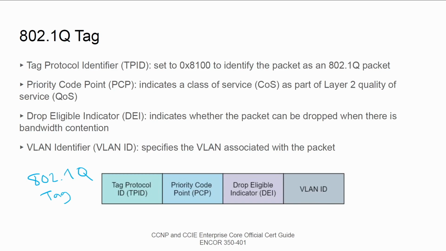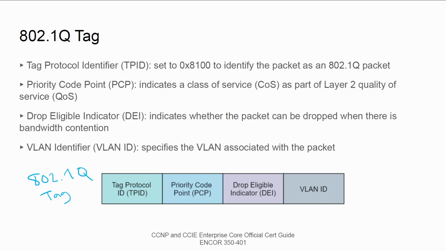You probably don't need to memorize that, but it is good to know and be aware of the value. Now the next field is the priority code point, PCP field, which indicates a class of service, COS, as part of layer 2 quality of service, QoS. So this field is used to mark the packet with a certain value. Then that value can be used to handle the packet differently or provide preferential treatment in forwarding the packet. That's the whole point of QoS.